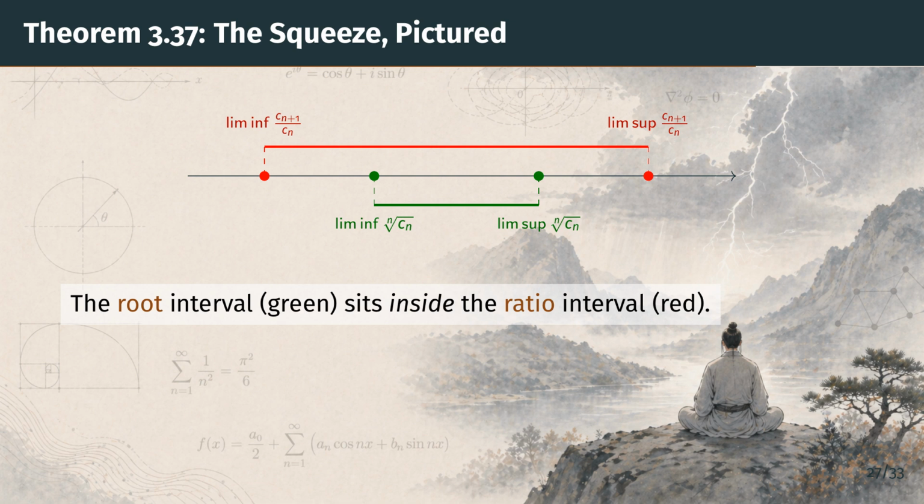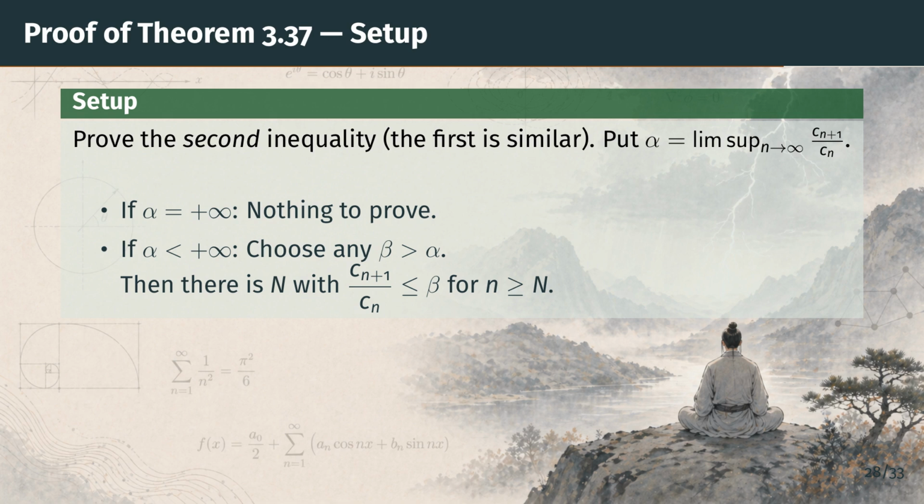Now let's prove the second inequality. The first is entirely similar. Let alpha denote the upper limit of the ratios. If alpha is plus infinity, the inequality holds automatically, since nothing can exceed infinity, and there is nothing to prove. So assume alpha is finite, and choose any number beta larger than alpha. By the meaning of the upper limit, only finitely many ratios can exceed beta, so there is an index N beyond which every ratio is at most beta.